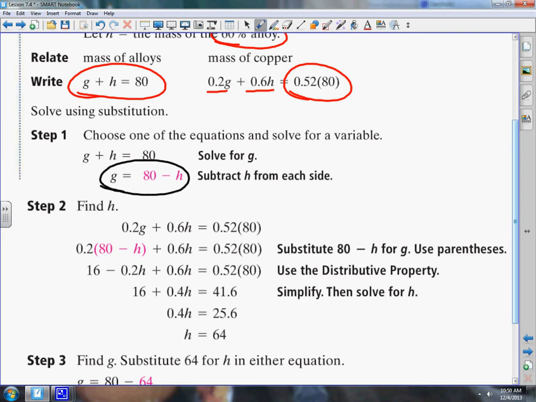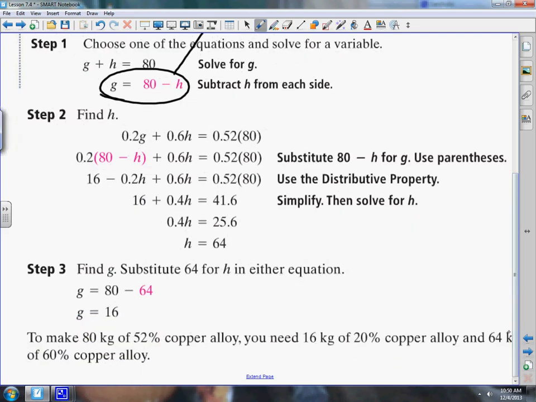So they are going to use substitution. Then they're going to put that in for G. So they did 0.2 times this, 80 minus H, plus 0.6H equals 0.52 times 80. And they solved this. And then they found that H is 64. And then if you do 80 minus 64, you know that G is 16. So to make 80 kilograms of 52% copper alloy, you need 16 kilograms of the 20% and 64 of the 60%.